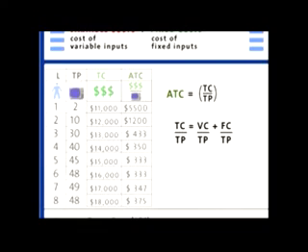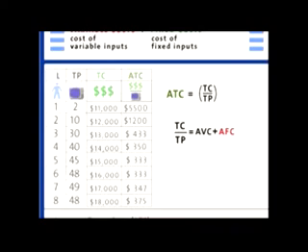Variable cost divided by total product is what? That's right, it's the average variable cost. And fixed cost divided by total product is what? It's the average fixed cost. So the total cost on average, the average total cost, is equal to the average variable cost plus the average fixed costs. Now you can see that if we look at our numbers.